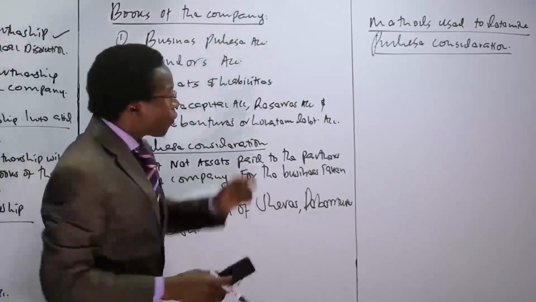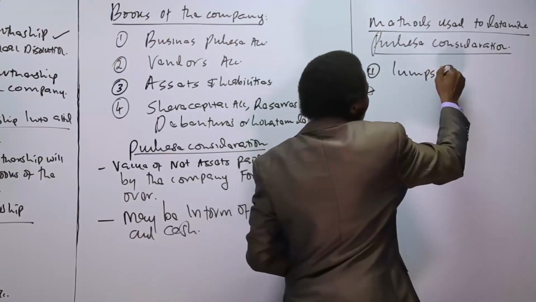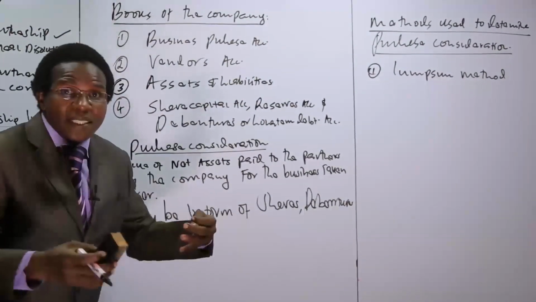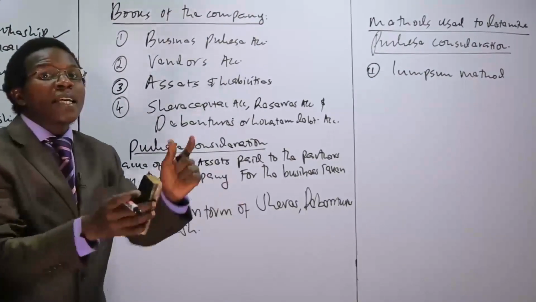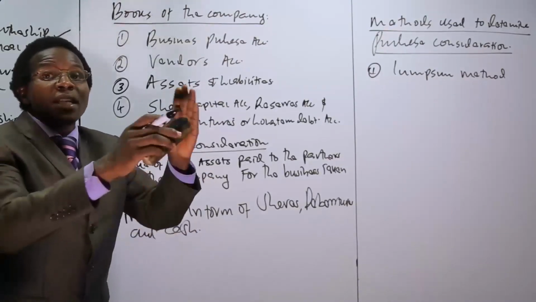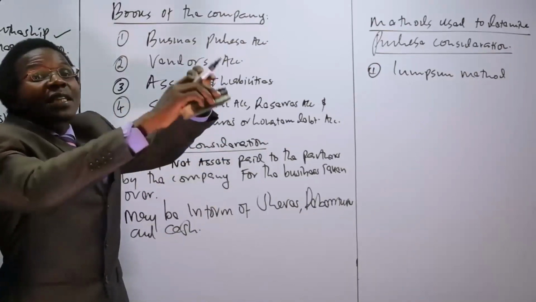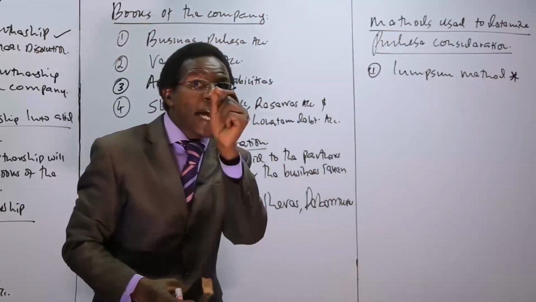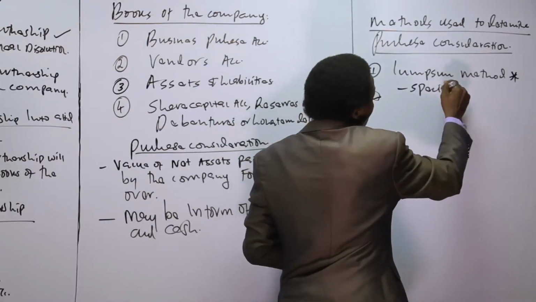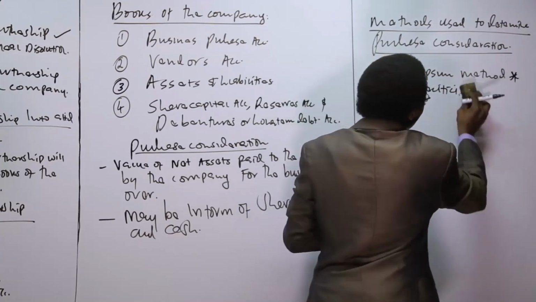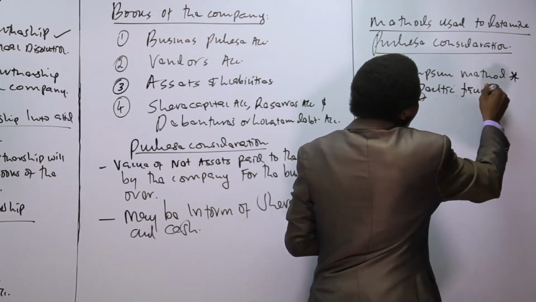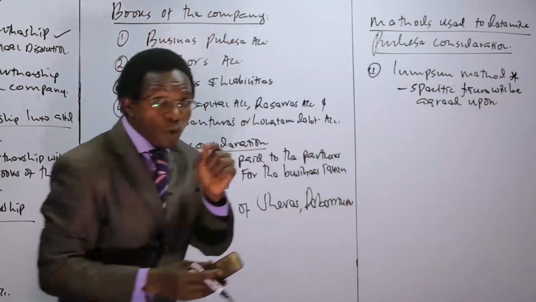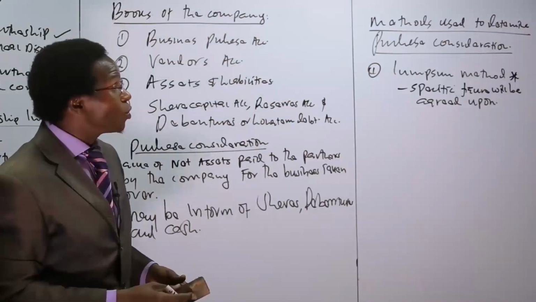Now, one of the methods is the lump sum method. Lump sum method is not even a method now, because the partners or the parties, the selling and the buying parties, will agree on a lump sum figure for the business as a whole. The amount that will be paid for the business as a whole, that is the lump sum method. That is not very common. In this case, a specific figure will be agreed upon, and that will be used as the purchase consideration.